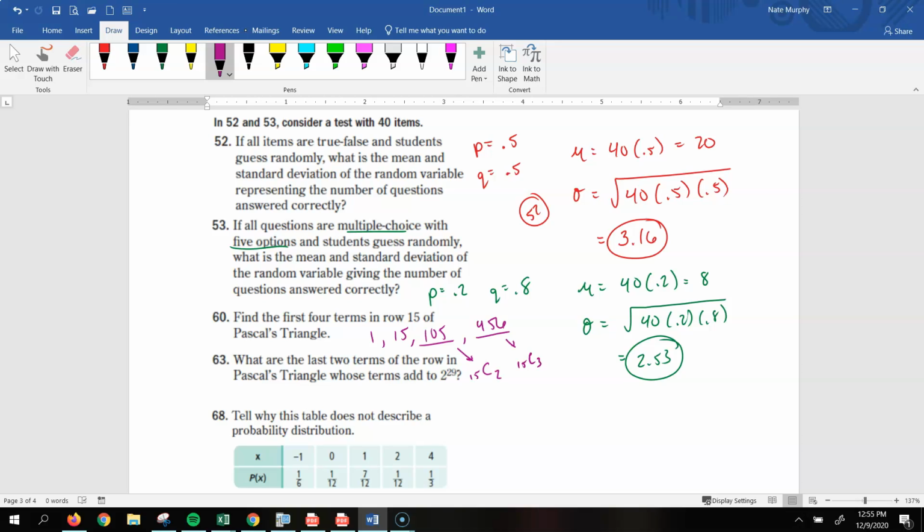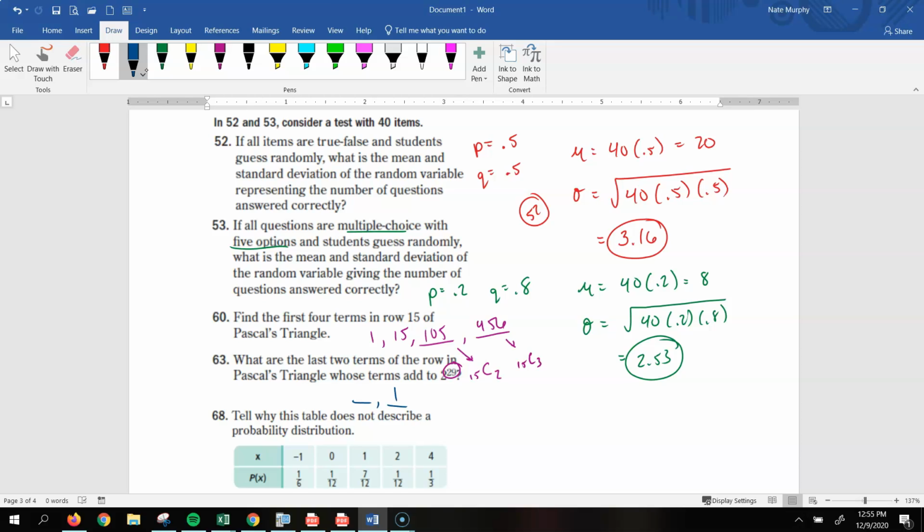For number 63, what are the last 2 terms of the row in Pascal's triangle whose terms add up to be 2^29? Now remember, the sum of any row is 2 to the nth power, whatever row we're in. So this tells me I'm in the 29th row. And the last term of any row is always going to be 1. Okay, so the last term is 1.